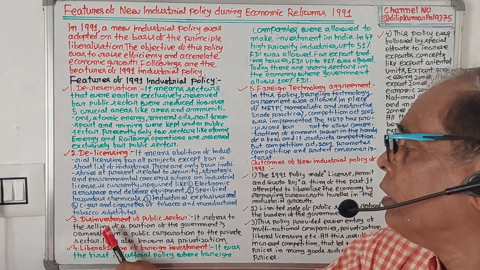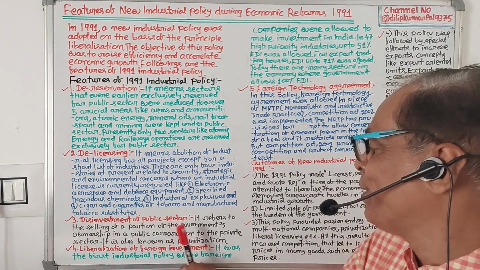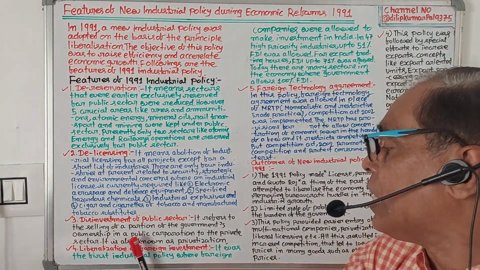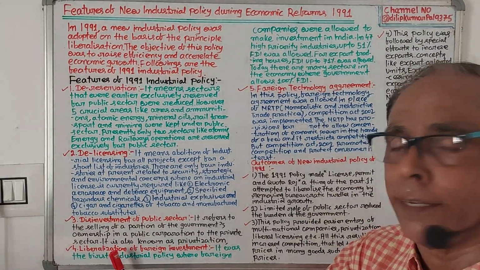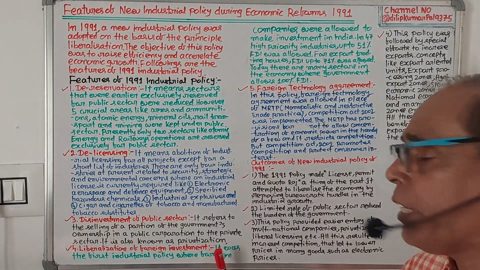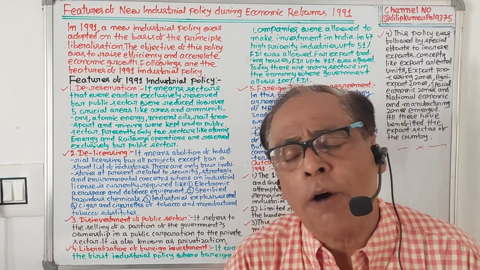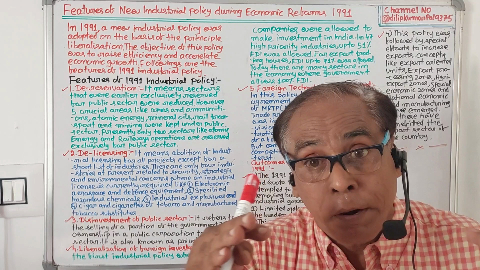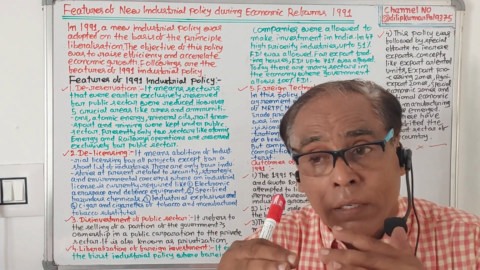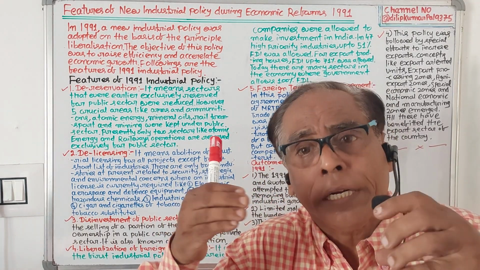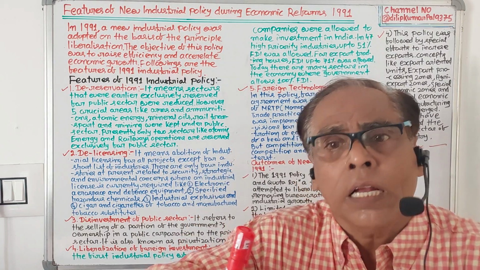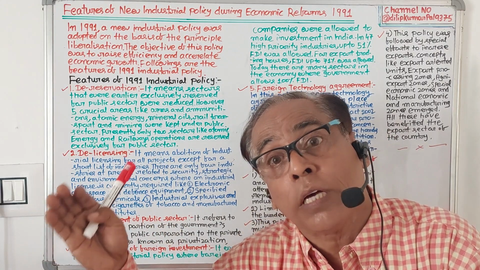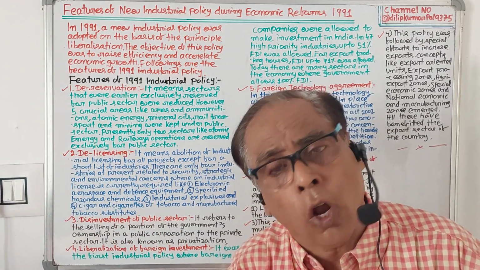Number 3, disinvestment of public sector. It refers to selling of a portion of the government ownership in a public corporation to the private sector. It is also known as privatization. Another feature of 1991 industrial policy is disinvestment. Disinvestment means government decided to withdraw its partial investment or full investment from public corporations which are running in loss.